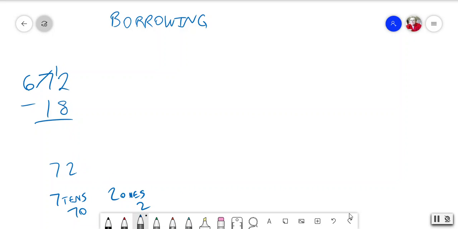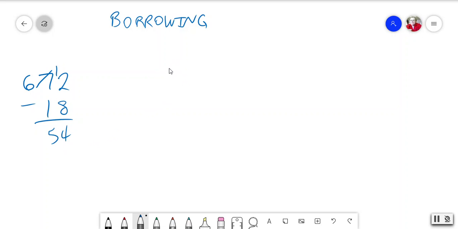But the easier way to say it is we say I take 1 from the 7 and leave it a 6. So just as long as you're aware of what it really is, we won't worry about the technicalities. 12 minus 8 is 4, and the remaining 6 minus 1 is 5.